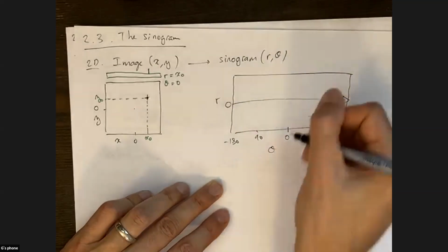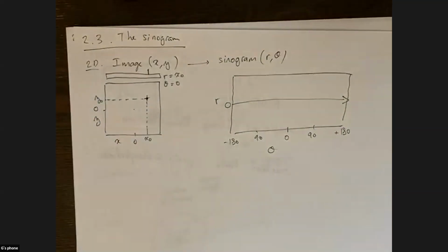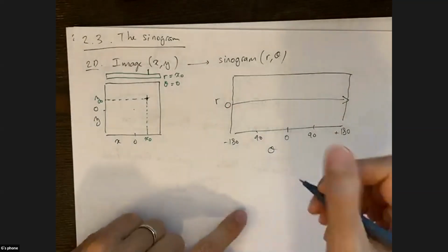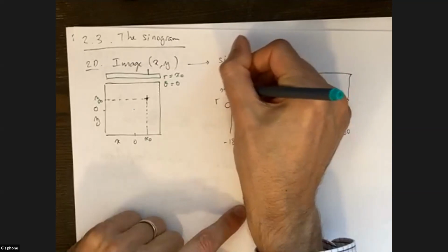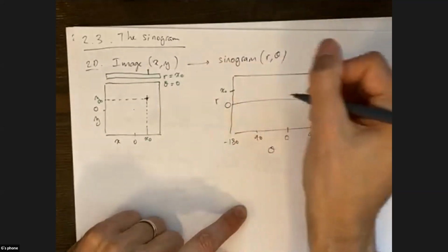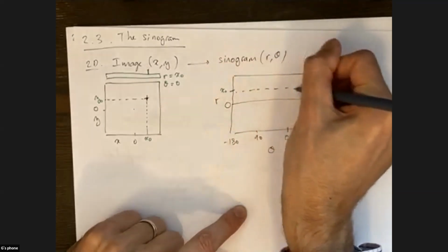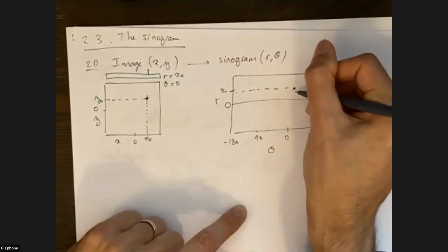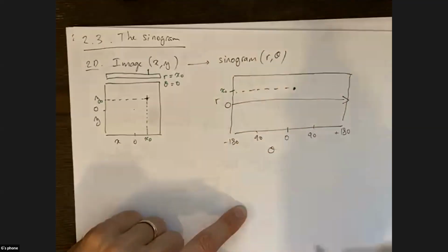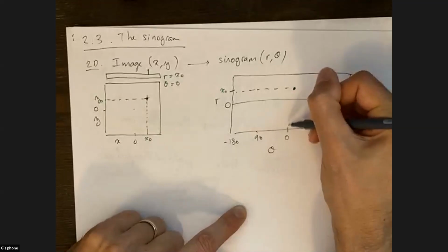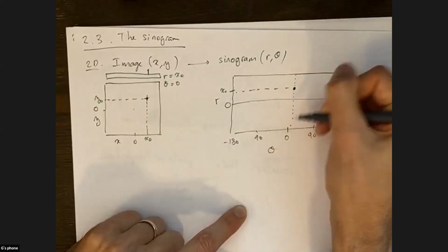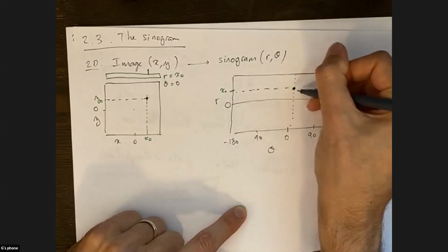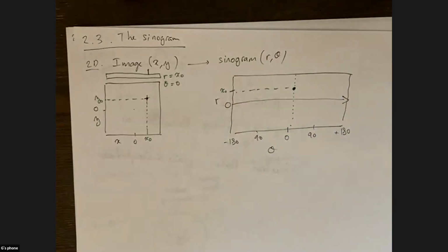So what we said is for theta equals 0, we measured R equal x0. So I'm going to put x0 here on this axis. And so what this is saying is that for this camera angle of theta equals 0, the only place we have non-zero in the sinogram is this location here, okay?